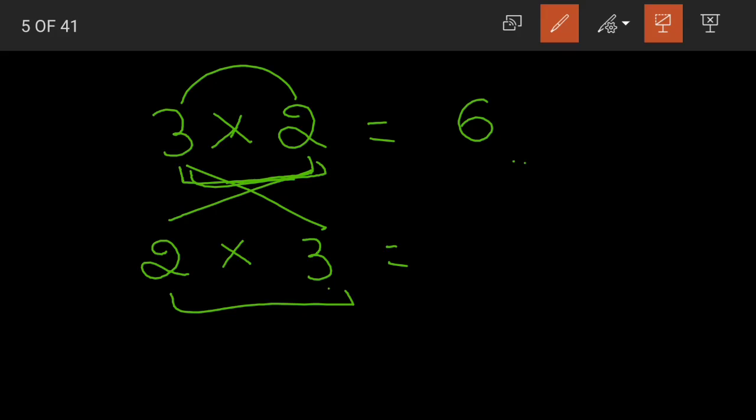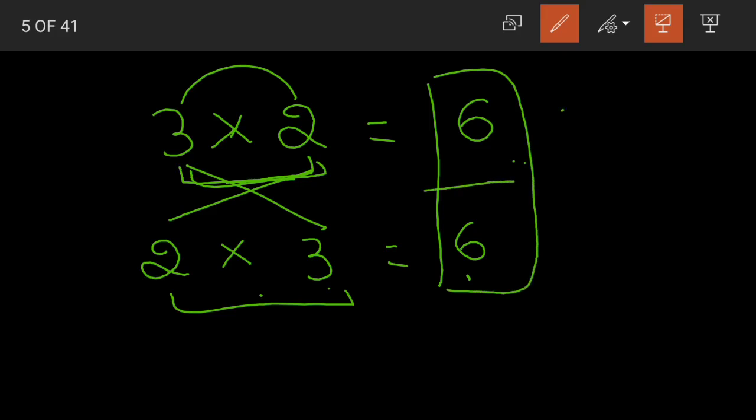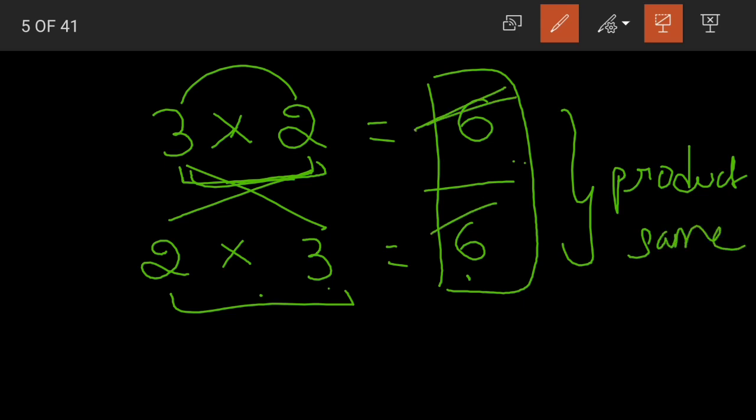Now 2 threes are how much, children? Again 2 threes are also the same. So what are we observing here? The product. Yes, this is our product. The product is the same. In both the cases 6 is our answer. So the product is the same even though the order of the numbers being multiplied is reversed.